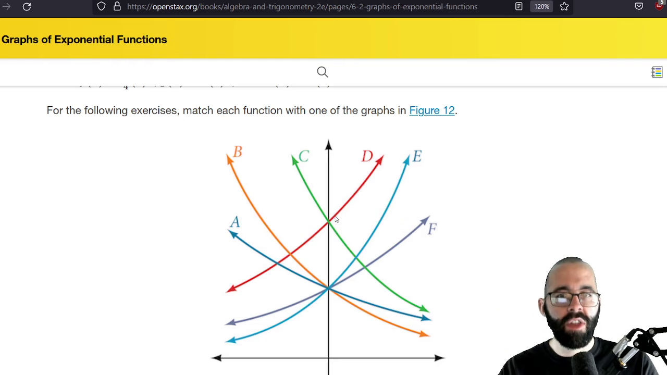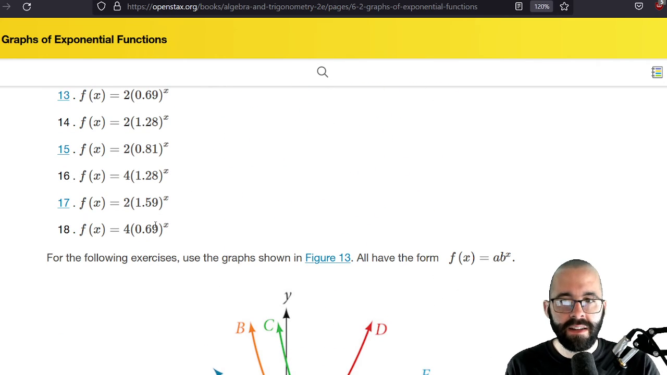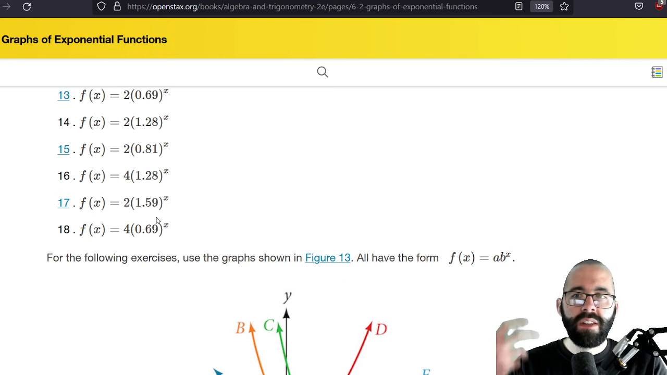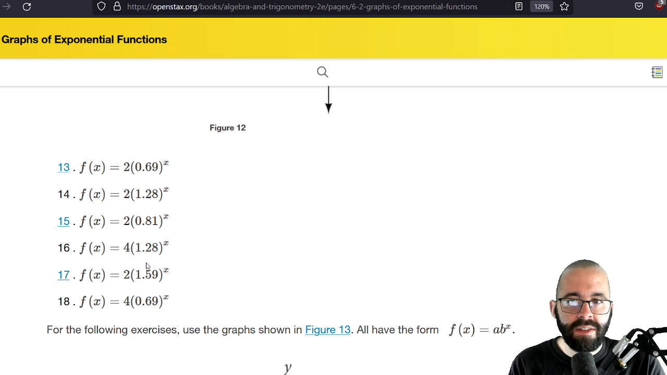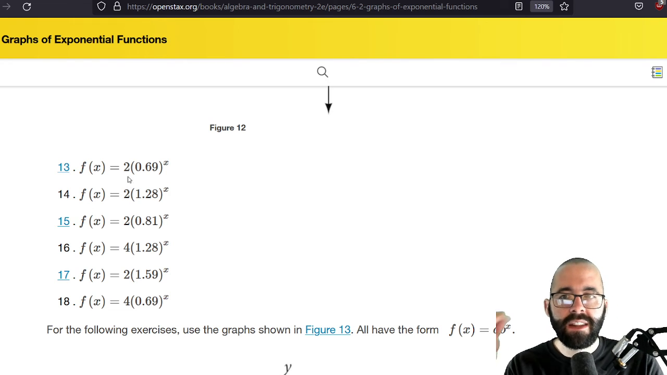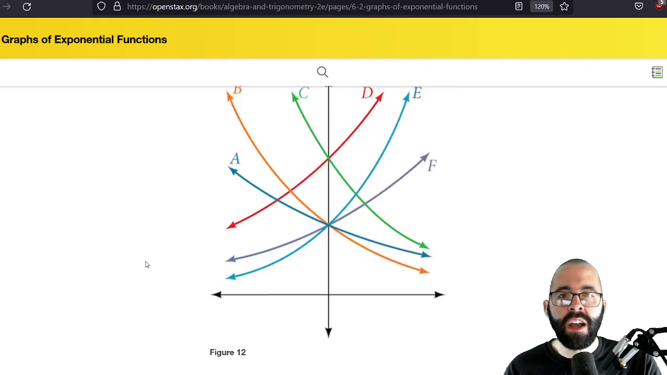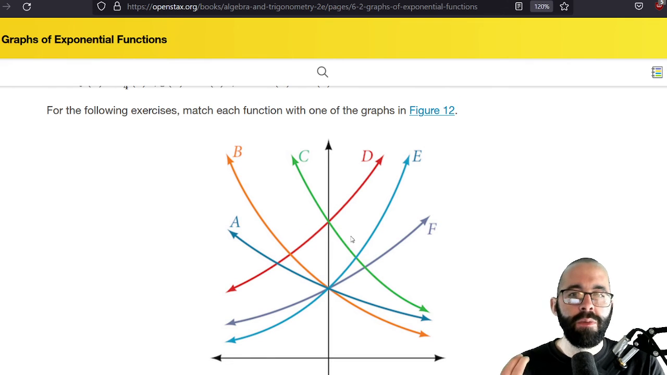You use this thought process. And then which one's 16 and which one's 18? Well, C is the one that's decay. So C has to be 18 because 18 is decay. The b value is less than 1. So use this thought process. Look at the growth rates relative to the other candidates. Look at the starting values, the y-intercepts relative to the other candidates, and you should be able to match these ones.